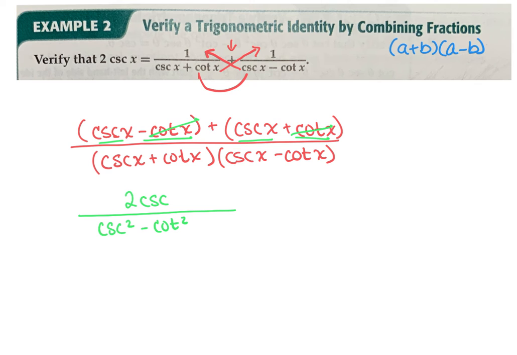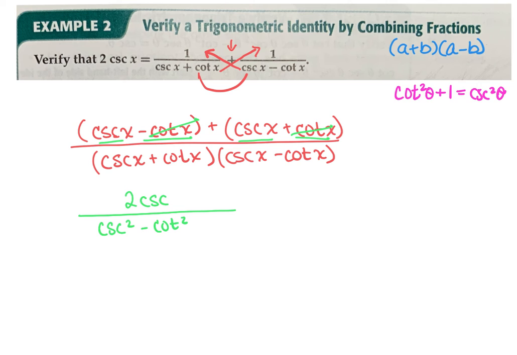Now, cosecant squared and cotangent squared do have a Pythagorean identity. So let's off to the side, let's look at that Pythagorean identity. What is the Pythagorean identity that deals with cosecant and cotangent? What does it look like? Cotangent squared plus 1 equals cosecant squared. All right? I want cosecant squared minus cotangent squared.